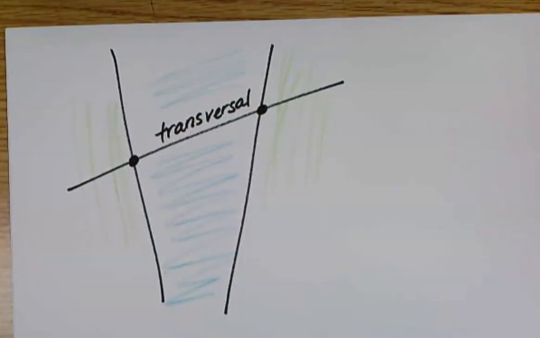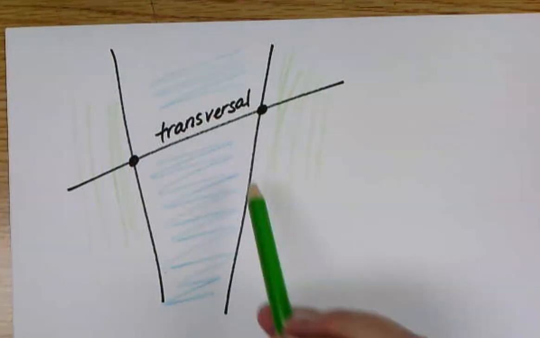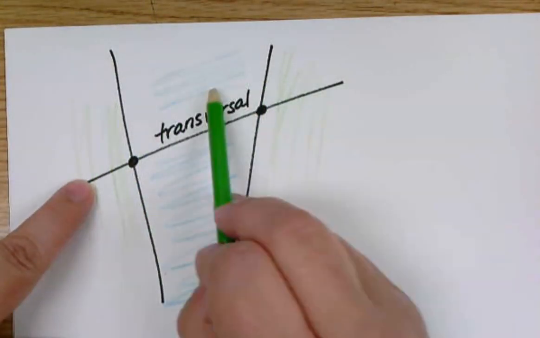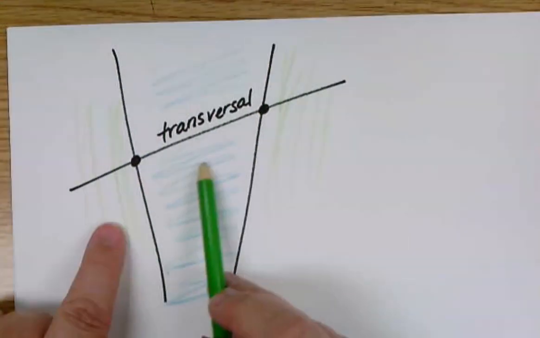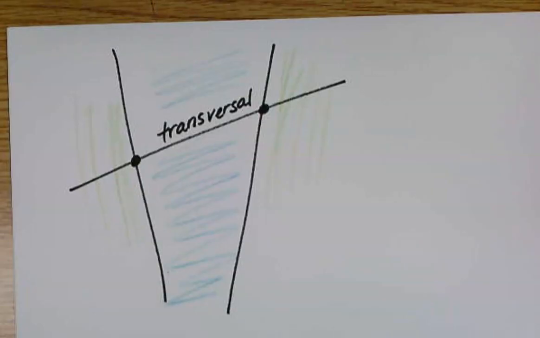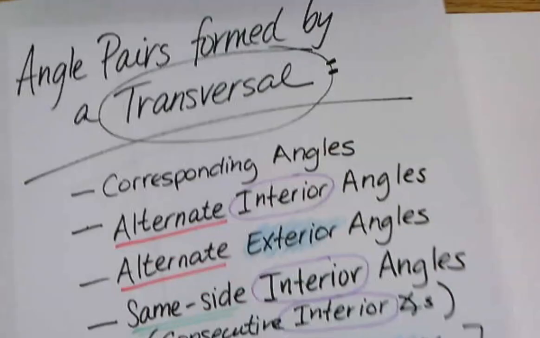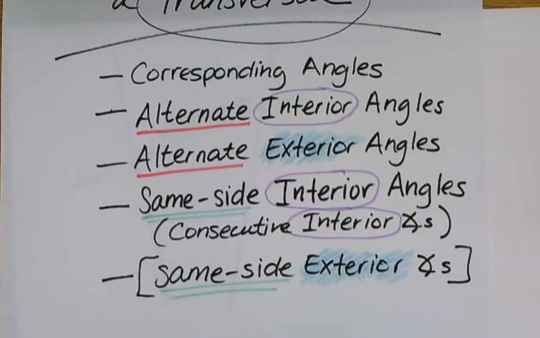And for this picture, same side of the transversal would mean either everything above it is on the same side, or everything below it is on the same side. So it doesn't always have to look exactly like the first one. The other thing I want you to notice is all of these angle pair names that I've been using, never once have I said a word about these lines being parallel.